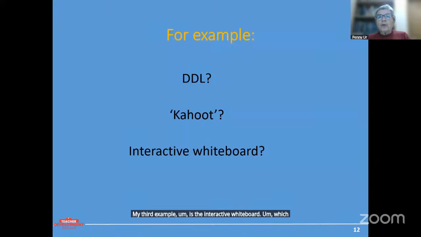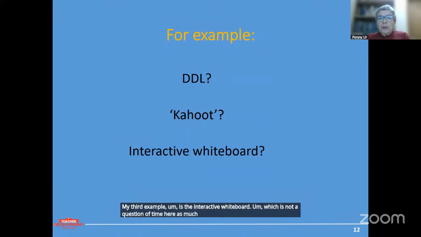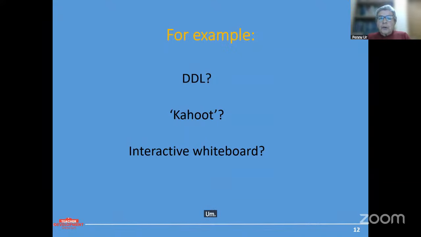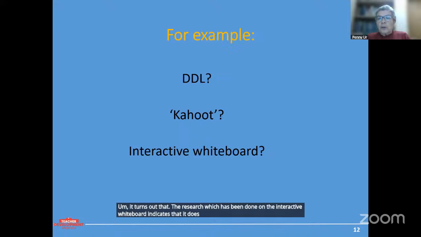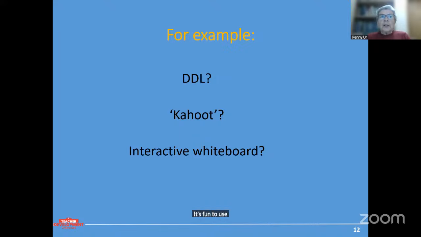It's not a question of time here as much as investment. It turns out that the research which has been done on the interactive whiteboard indicates that it does not lead to any substantial increase in learning. It's fun to use, and it's one of these 'because it's there' things.